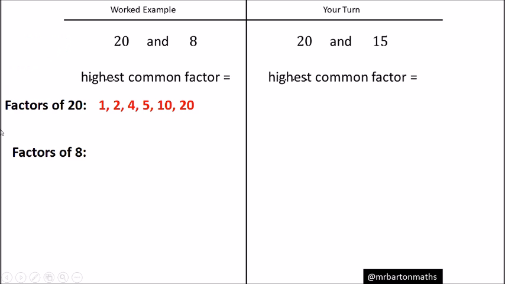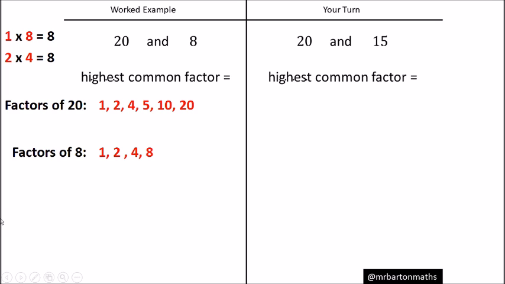Next thing I'm going to do, I'm going to list my factors of 8. So how can I make 8? Well, I can do 1 times 8 to get 8, which means that 1 and 8 are factors of 8. And I could also make 8 by going 2 times 4 to get 8, which means that 2 and 4 are factors of 8.